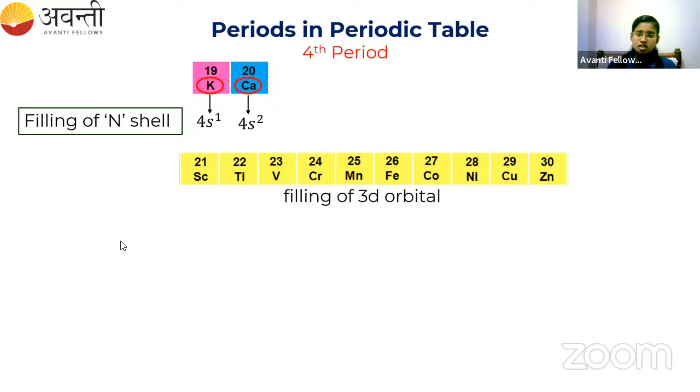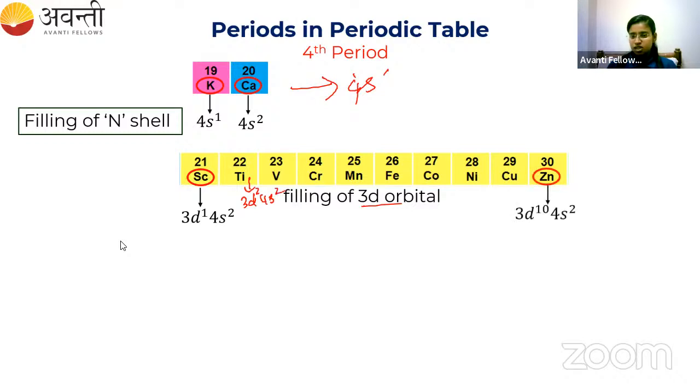So in this first two element case, the filling of s orbital takes place. And here the filling of 3d orbital. Here 4s orbital and here 3d orbital filling takes place. So for scandium it is 3d1 4s2. For titanium it is 3d2 4s2. And for vanadium it is 3d3 4s2. So it goes till zinc with the 3d10 and 4s2. So these 10 elements are called as 3D transition series.